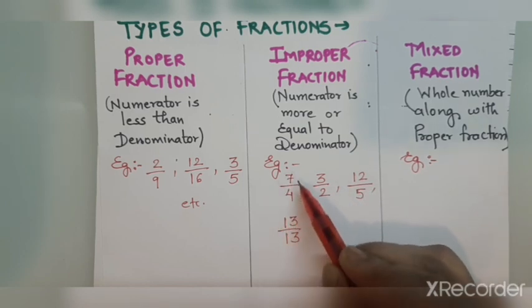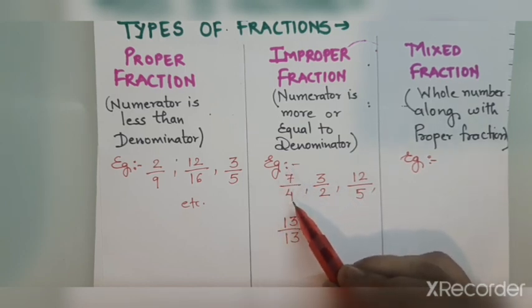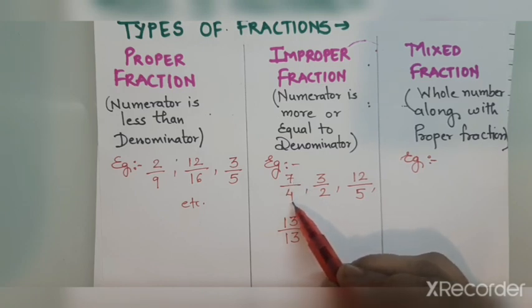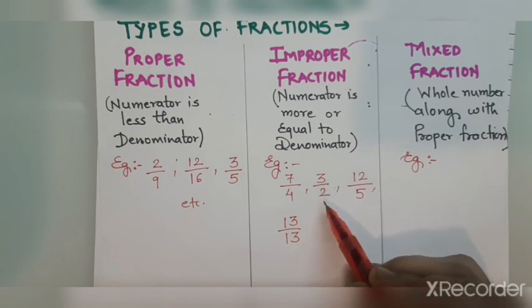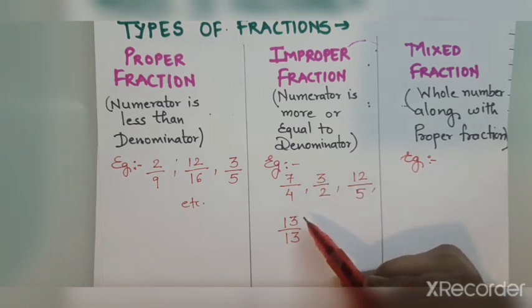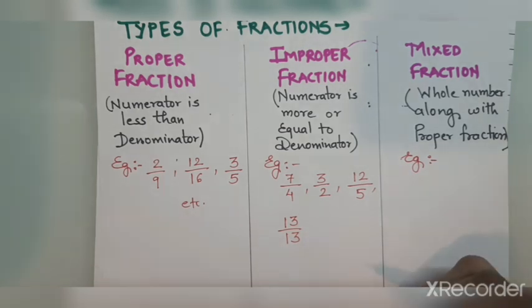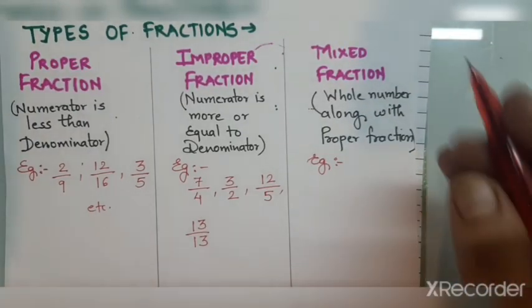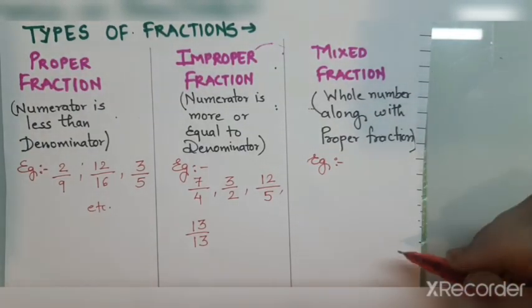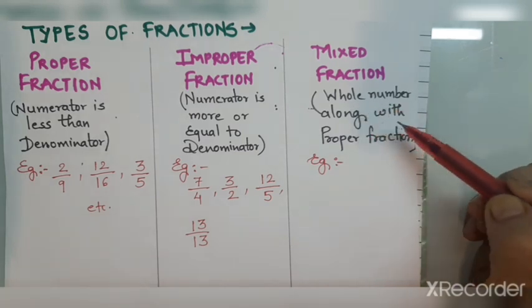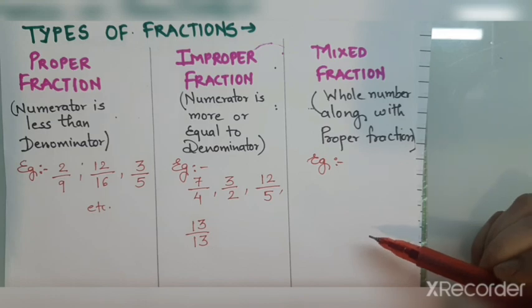In this case, the fraction is 7 upon 4; the numerator is greater than the denominator. 3 upon 2: the numerator is greater than the denominator, even here. Or it can be that the numerator and denominator are both equal. So it's an improper fraction. And the third is a mixed fraction. So what is a mixed fraction? A fraction which has a whole number along with a proper fraction.